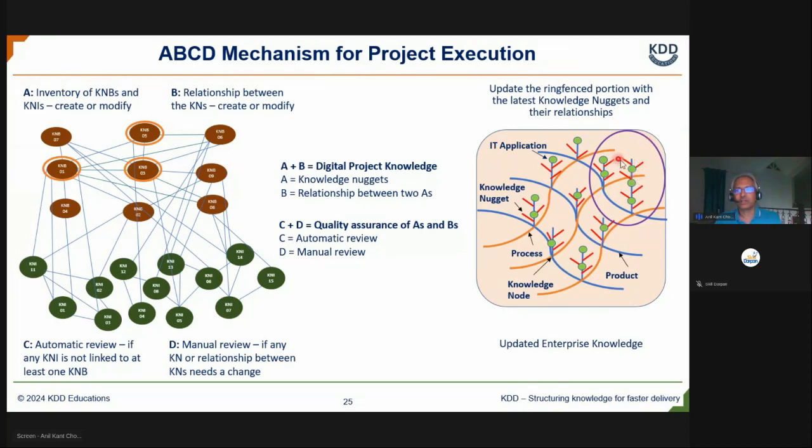So as you can see here, the number of applications has gone up in this ring fest area because whatever you have built, all those logic, all those knowledge, you will push it back into the system. So the system is now up to date. Automatically, once the project is over, it can go in there. So that's how you can complete the execution.